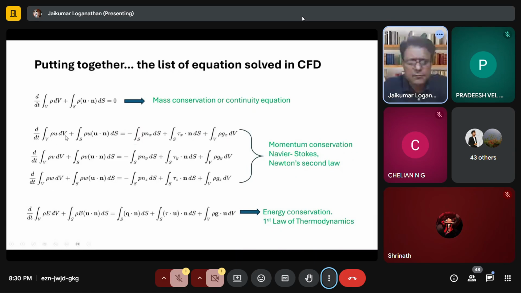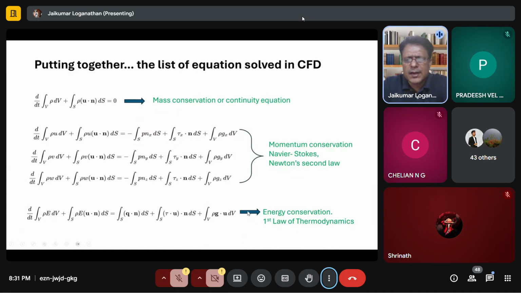So these are, you can call it, the momentum conservation equation, the Navier-Stokes equation, which are derived from Newton's second law. And then we saw the energy conservation equation, which is based on the first law of thermodynamics.